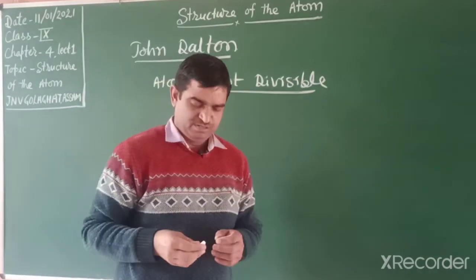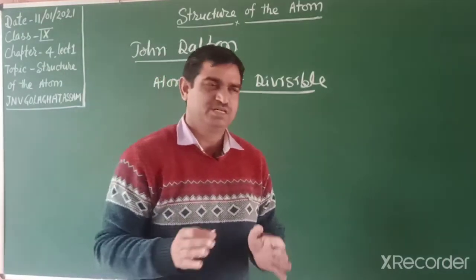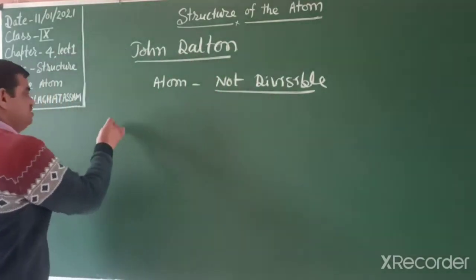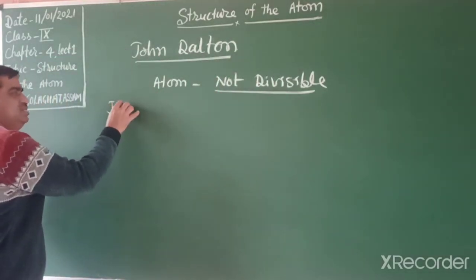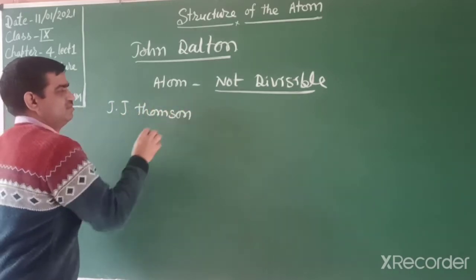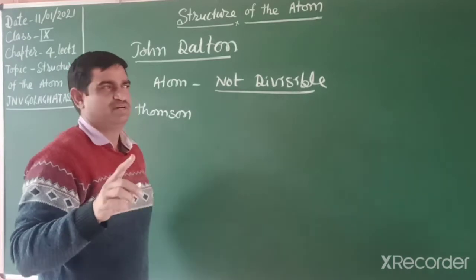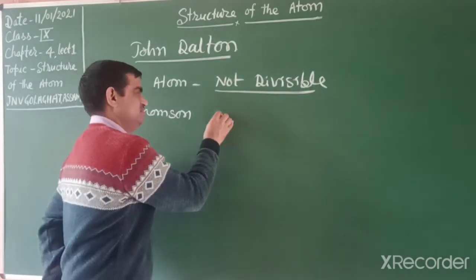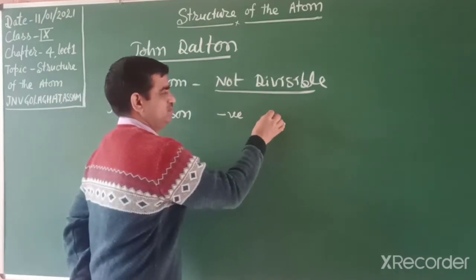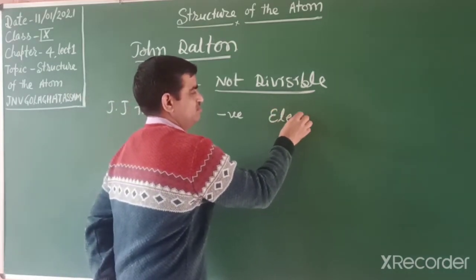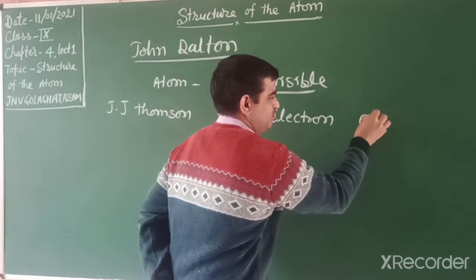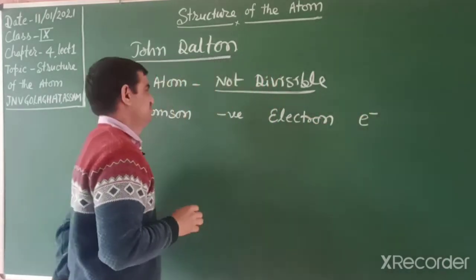But students, many scientists discovered that the atom has charged particles. The scientist Sir J. J. Thomson found that the atom has a particle that is negatively charged, and that particle's name is electron. It is represented like small e with a negative charge.